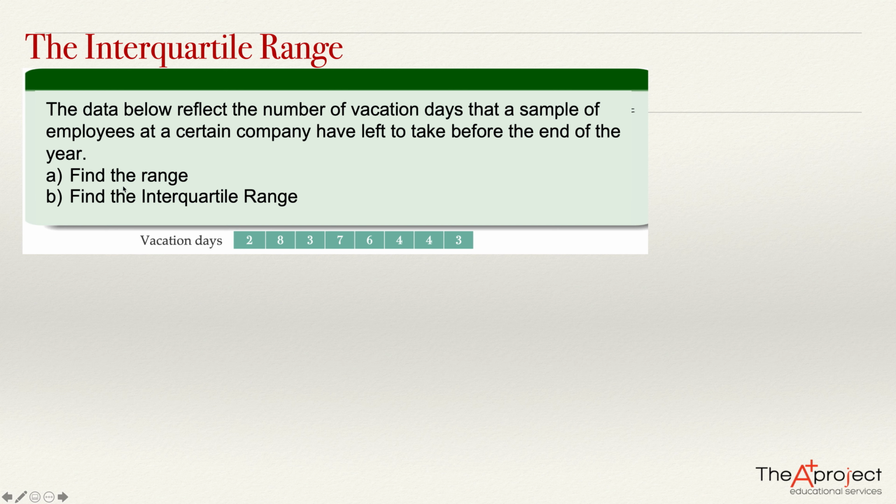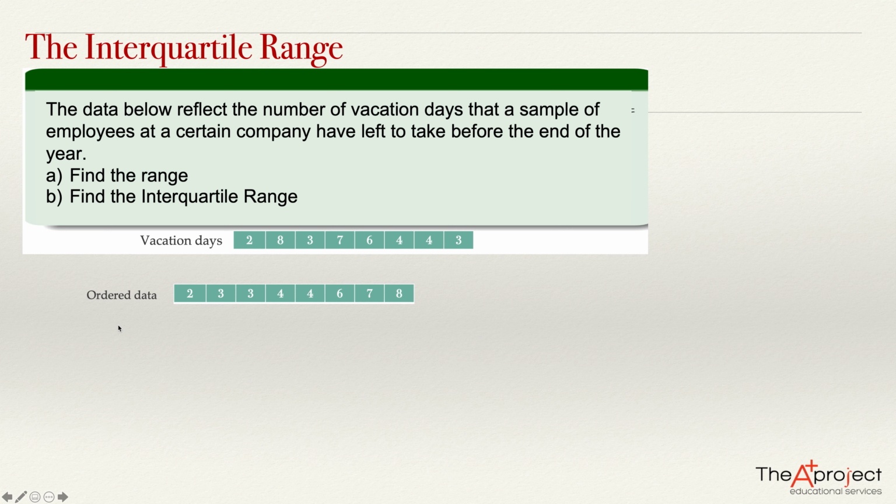And we want to compute the range. Because we need to find the interquartile range, it will be a good idea if we order the data from the beginning. So the lowest one is 2, then follows 3. There is another 3 here. There is a 4, 4, 6, 7, and 8. So let's order the data here: 2, 3, 3, 4, 4, 6, 7, and 8.